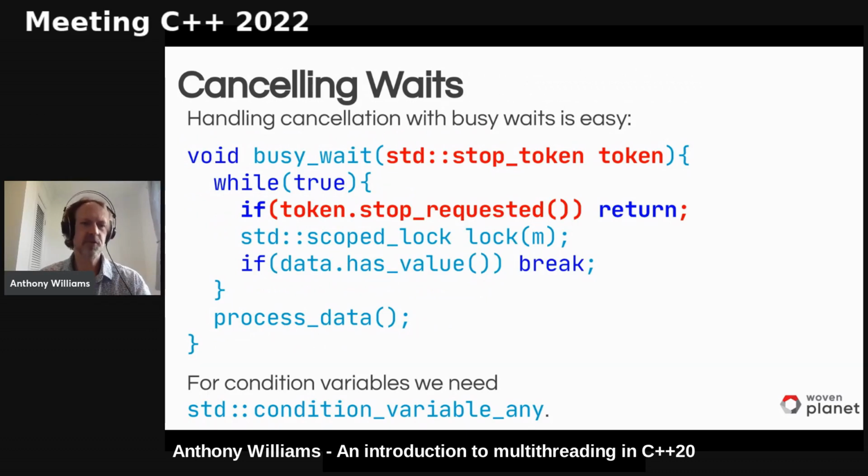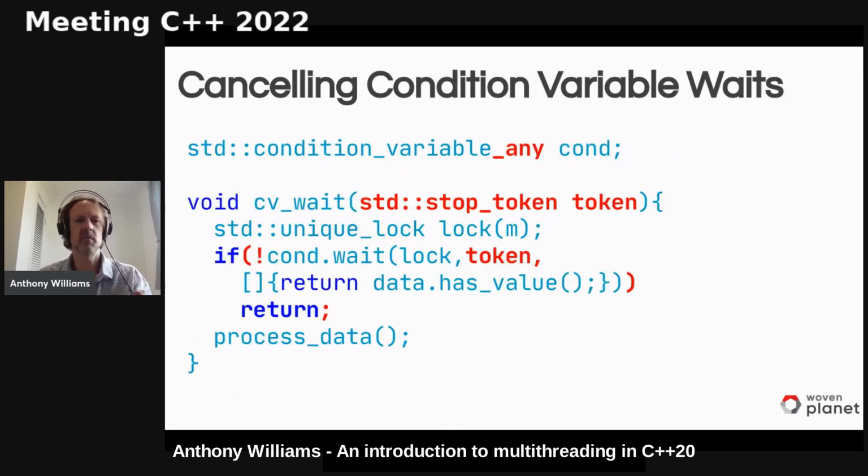Standard condition variable itself doesn't integrate with stop tokens because it's a low-level thing provided by the operating system. But condition variable any, on the other hand, does have the means of integrating. So we don't have to resort back to busy waits just because we want to use stop tokens. We can just switch our condition variable declaration from standard condition variable to standard condition variable any, and then we can pass in our lock, stop token, along with the lock and the predicate. And this time, we need to check the return value because it might return when the predicate is false because the stop was requested.